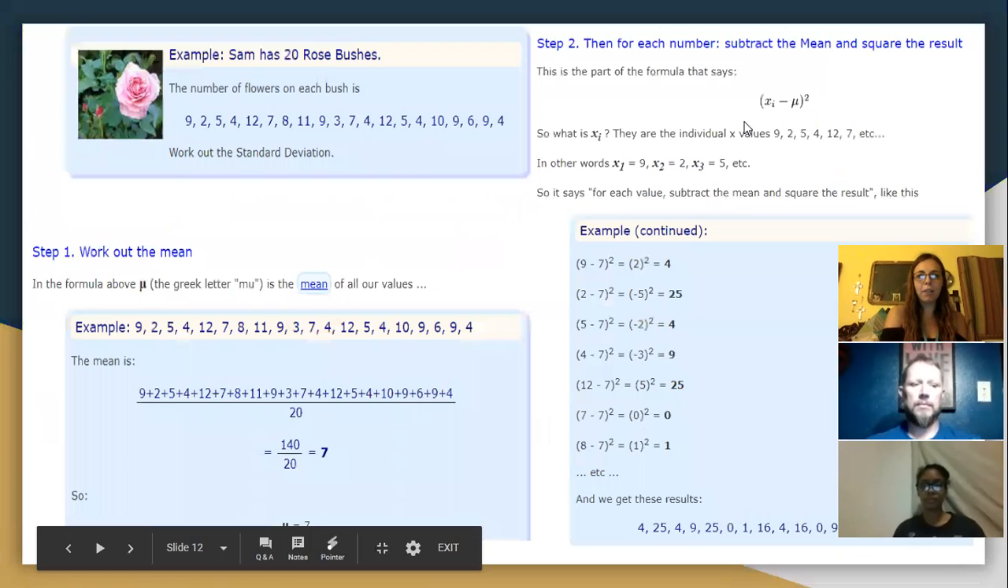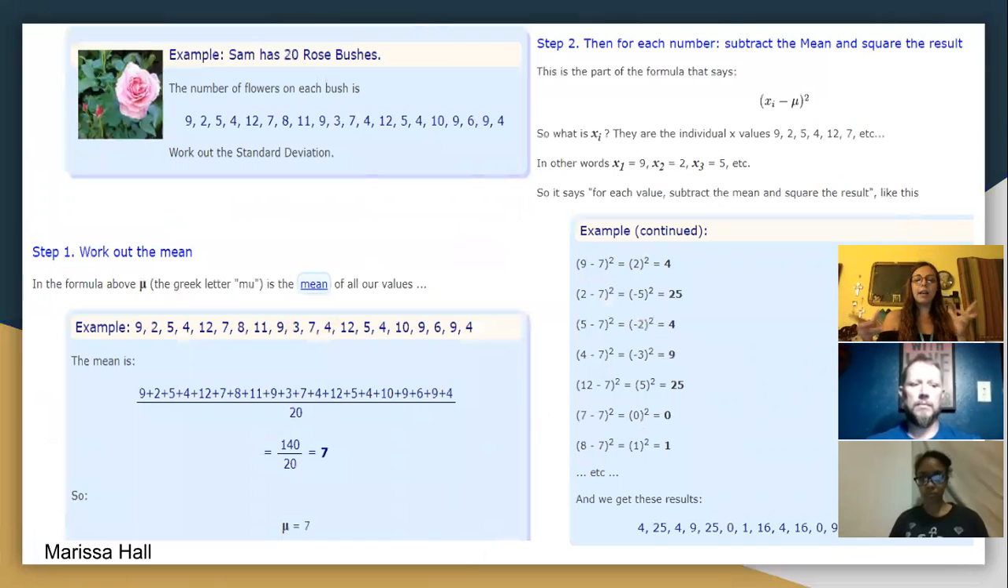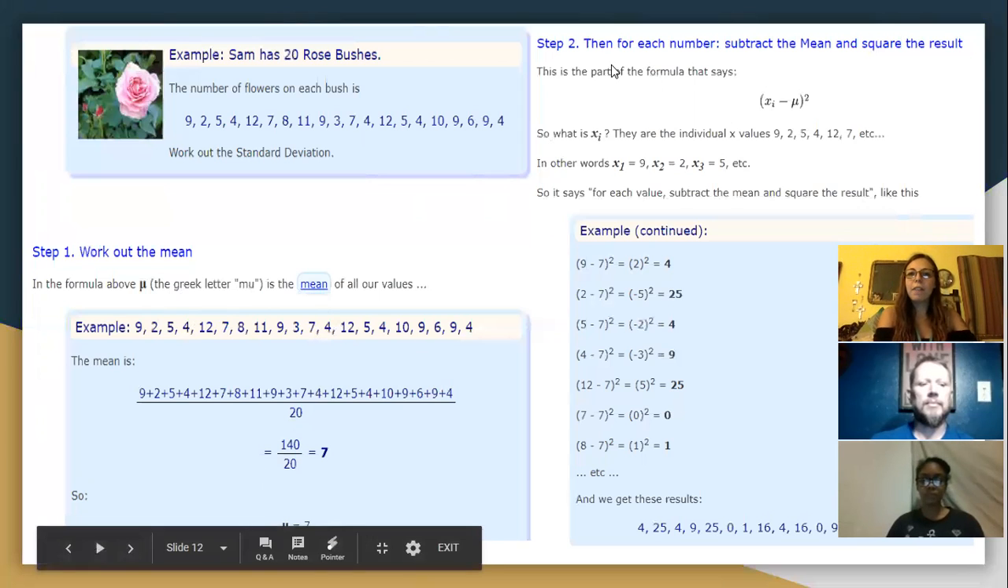Now, my take on this is I'm going to go through 2 different examples of standard deviation and kind of explain that to you. This first one is going to be like a population sample. I have an example. Let's say Sam has 20 rose bushes. And this is a line of the numbers of how many flowers are on each bush. First of all, step 1, we're going to have to work out the mean. I've done that here, and it's 7. And then for each number, we're going to subtract the mean from it.